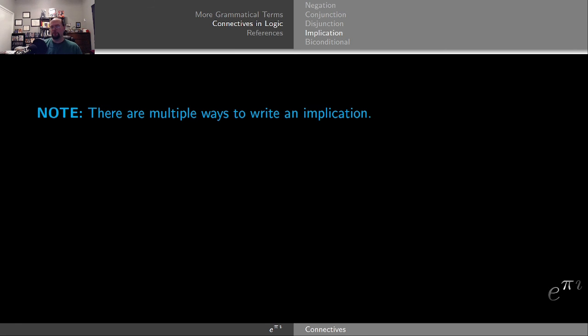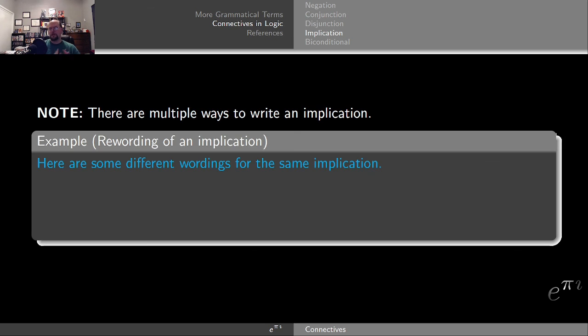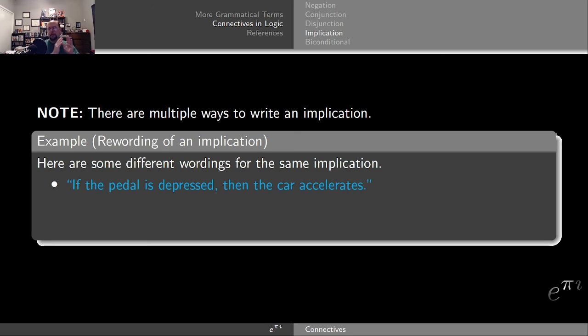Now note, there are multiple ways of writing an implication. Specifically, here are some different wordings of the implication from the last example. If the pedal is depressed, then the car accelerates. So if this condition, then this consequent must occur. This is the situation that most people are familiar with. If this cause, then this effect.